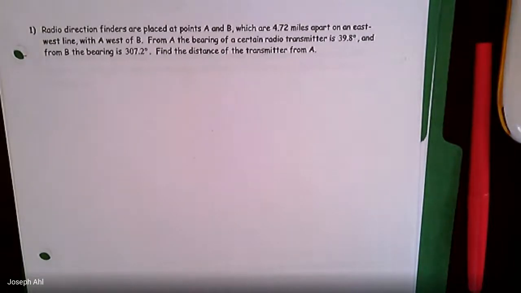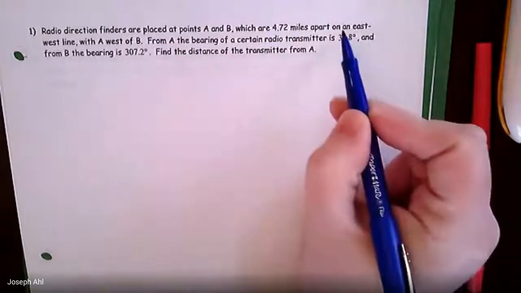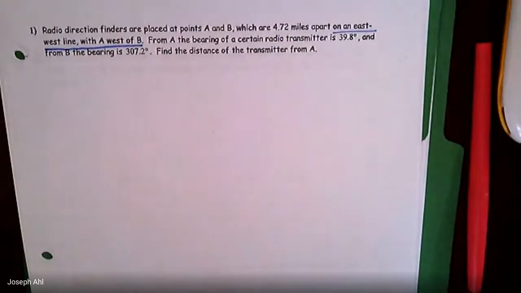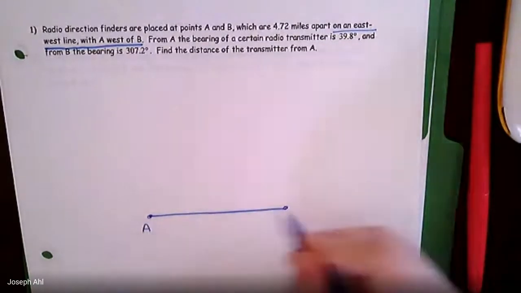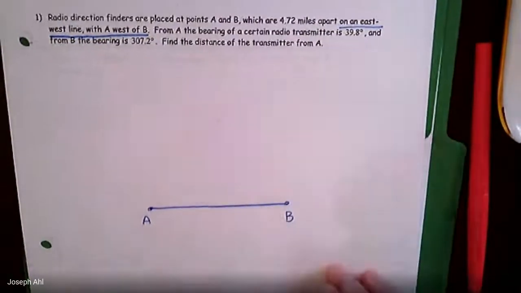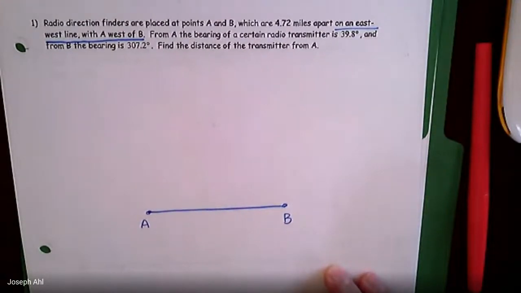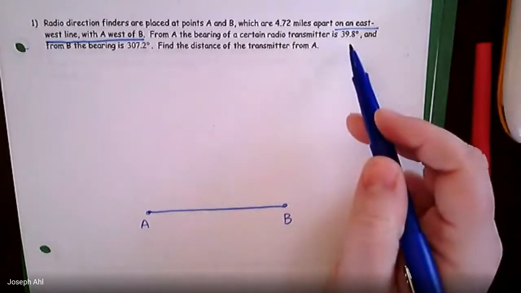Okay, so if I go back to the beginning, these radio direction finders A and B, if you go a little bit further into the question, it says they're on an east-west line. So an east-west line on your page should be going left and right. And it does say that A is west of B. So you should put A on the left endpoint and B on the right endpoint. And what do we know? We know that the bearing to a certain transmitter from A is 39.8 degrees.